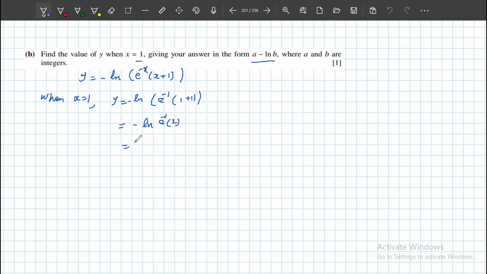And remember that when you apply log on both functions, you can write an addition sign, like take minus as common. So log of e power minus 1 plus log of 2. And then next step, we can say that minus bracket open, so if you bring down minus 1 and log e is 1, plus log 2, and next step it is 1 minus log 2. So this is the required form of a minus log of b.